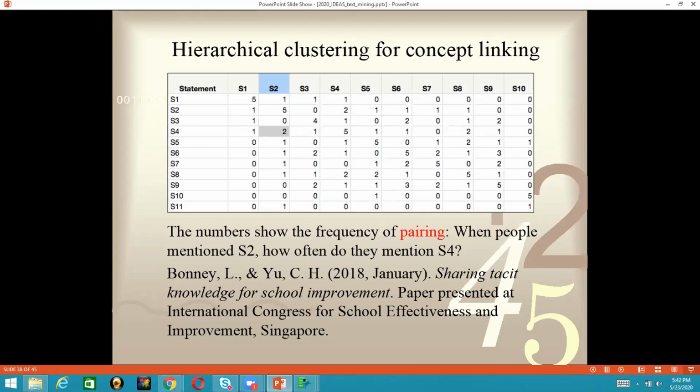Now I want to extract concepts. One way to do that is to use hierarchical clustering. So here, for example, when people mention S4, statement 4, how often do they also mention statement 2, and so on. And the paper, oh, you know what, I think it should be 2019, that's a typo. The paper is quite recent. We presented this early this year, before the pandemic.